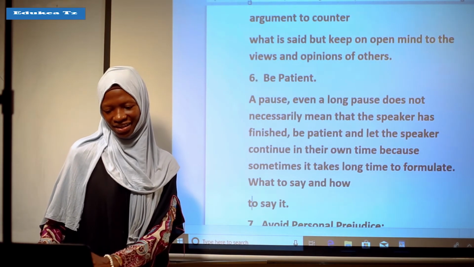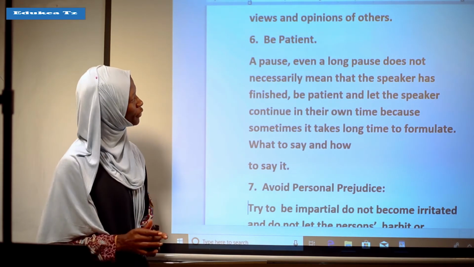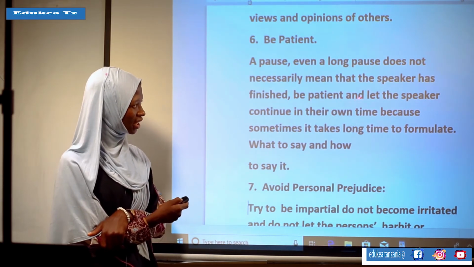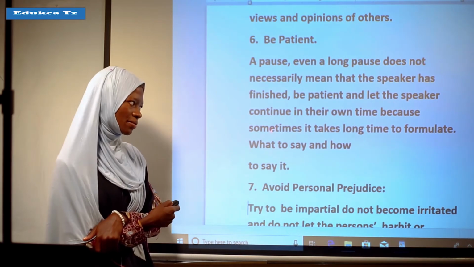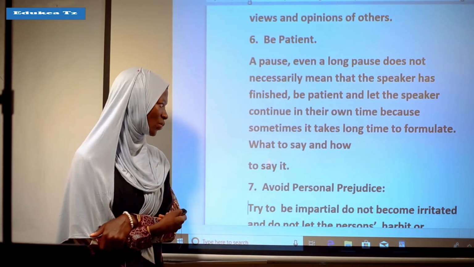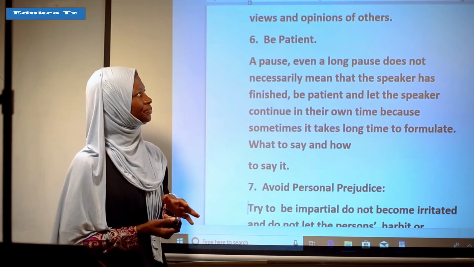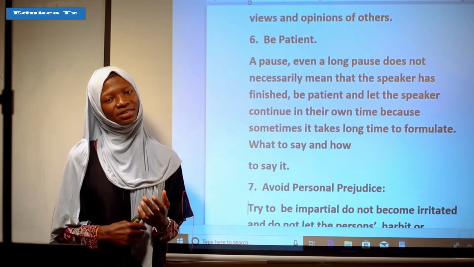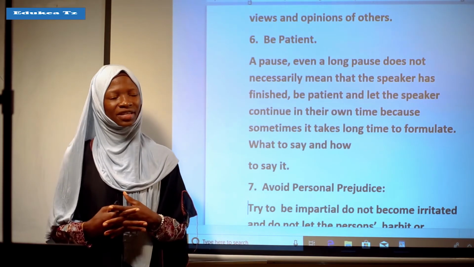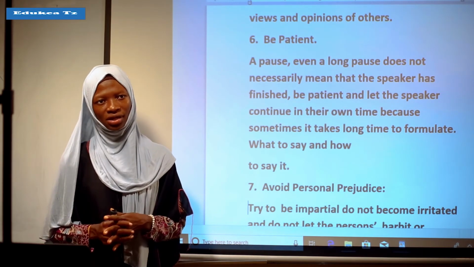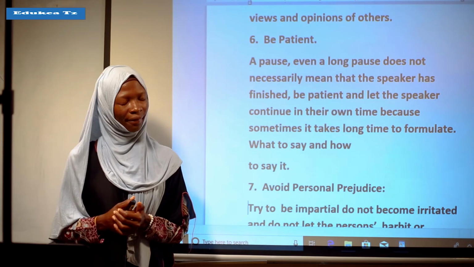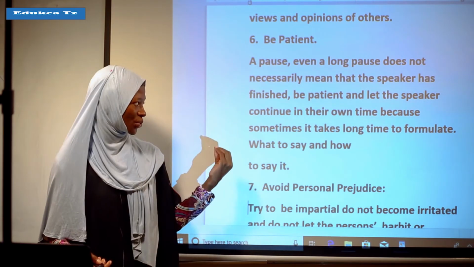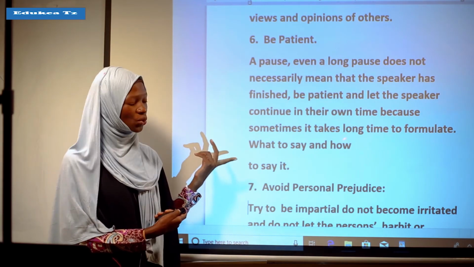The next one is be patient. A pause, even a long pause, does not necessarily mean that the speaker has finished. Be patient and let the speaker continue in their own time, because sometimes it takes a long time to formulate what to say and how to say it. Even here, if your teacher, be it sir or madam, makes a pause, it doesn't mean that he or she has ended the session. It's just a pause. So you have to be tolerant.